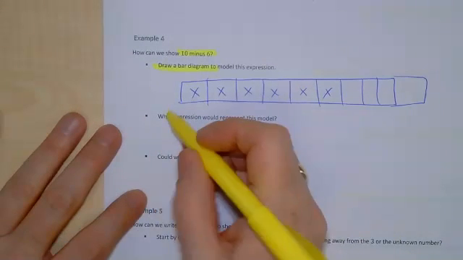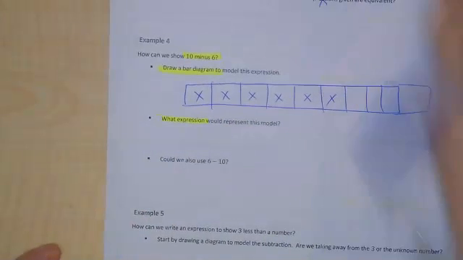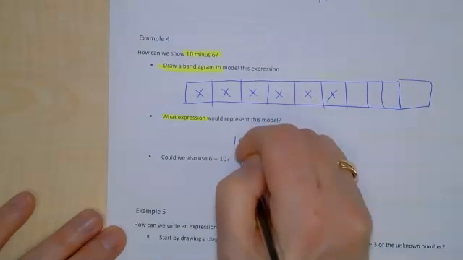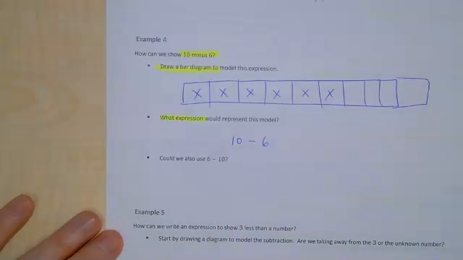So now we have to write that as an expression. Remember, an expression is a math sentence. What math sentence would I write down? Dominic? 10 minus 6. You're a genius.